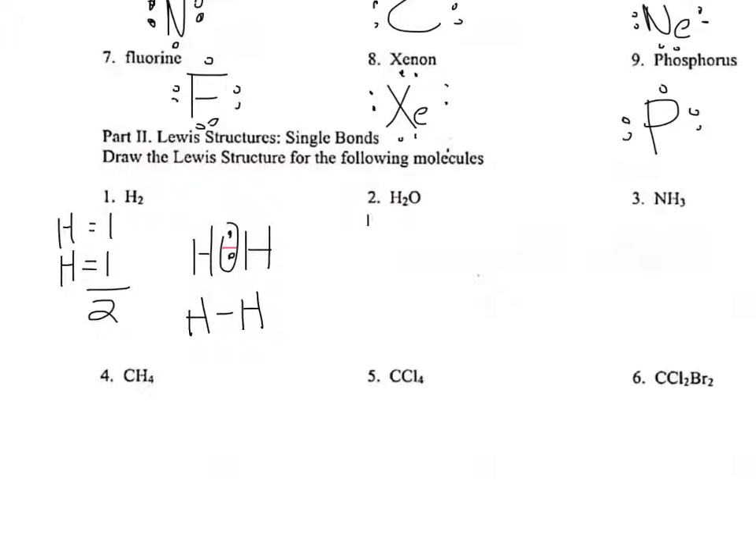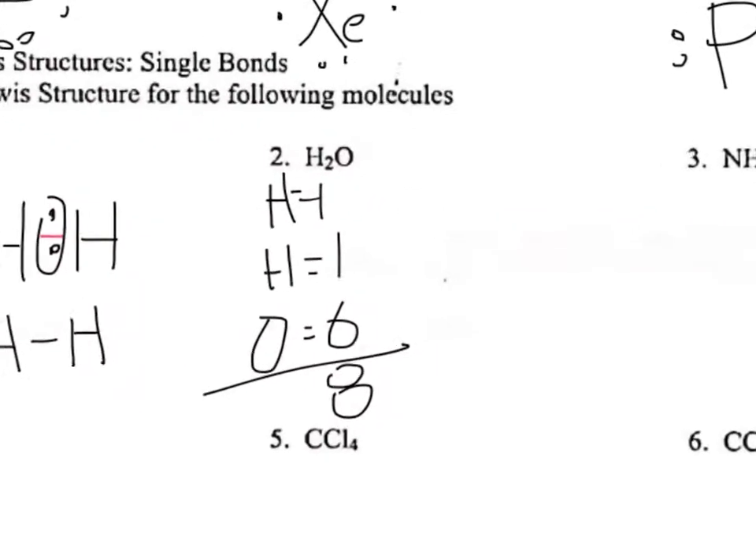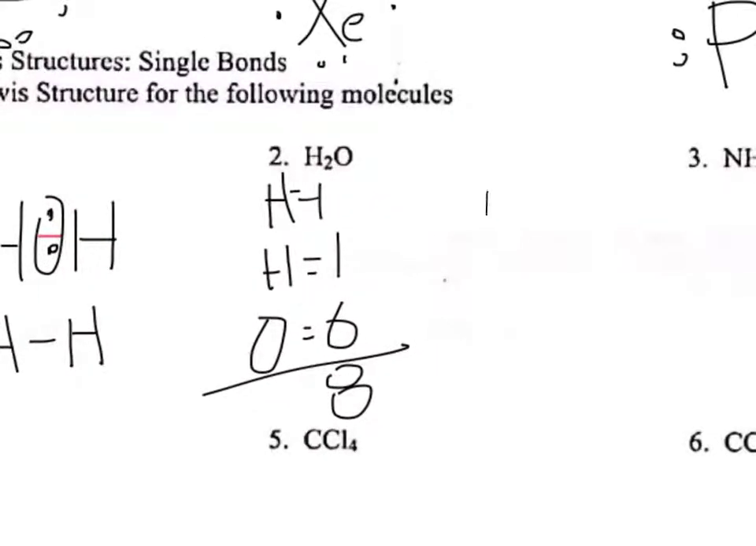For H2O, I'm going to do the same thing where I add up all the valence electrons. H is 1, O is 6, giving us a total of 8 valence electrons. And so I assume oxygen is going to be in the center with hydrogens outside. When you see something like this, where there's a bunch of these surrounding one of these, usually this is the central atom, just like down here. Carbon's going to be the central atom and the chlorines will be around it.